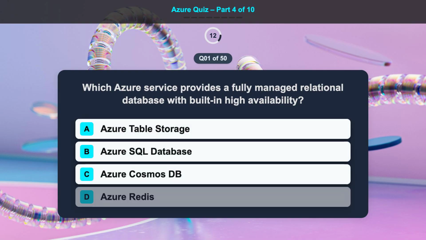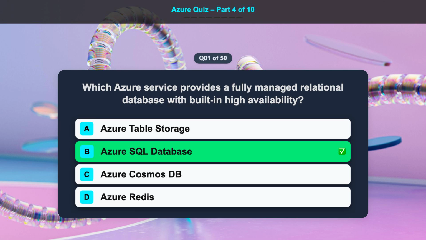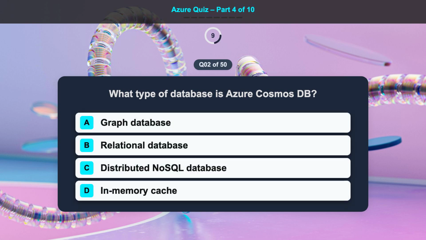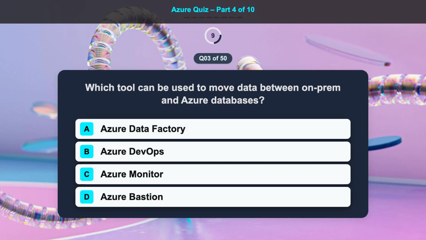Question 1. Which Azure service provides a fully managed relational database with built-in high availability? Question 2. What type of database is Azure Cosmos DB? Question 3. Which tool can be used to move data between on-prem and Azure databases?